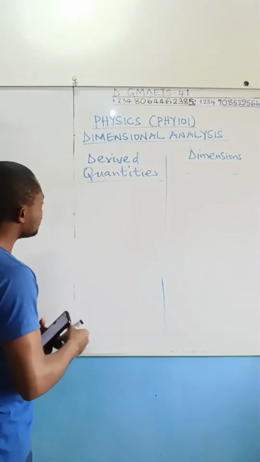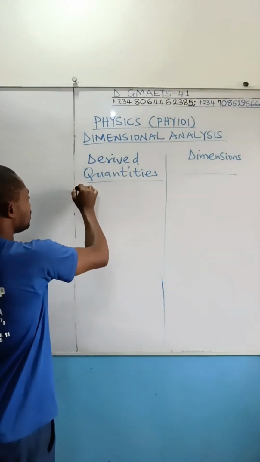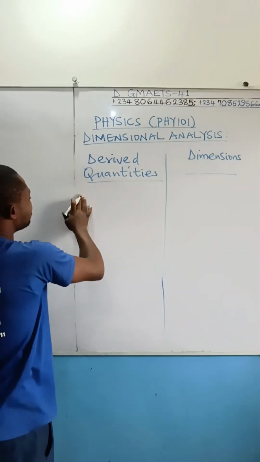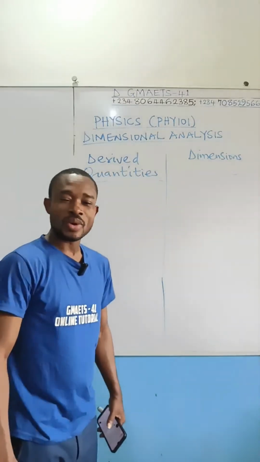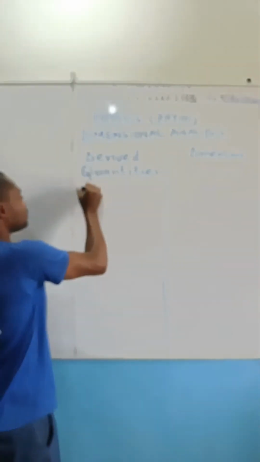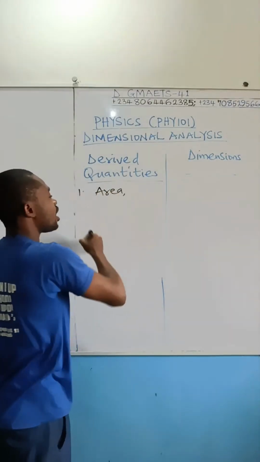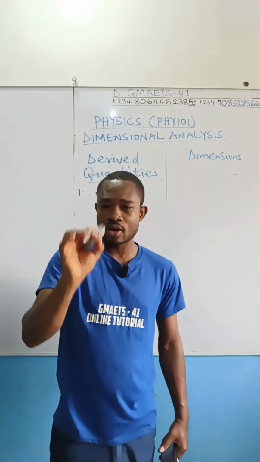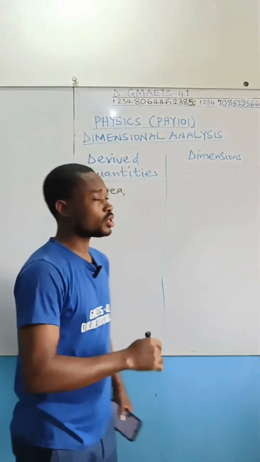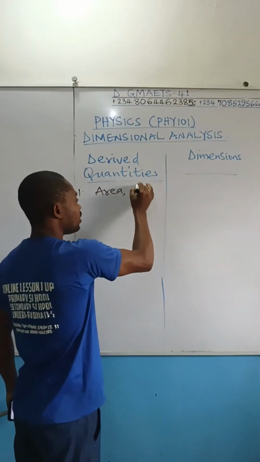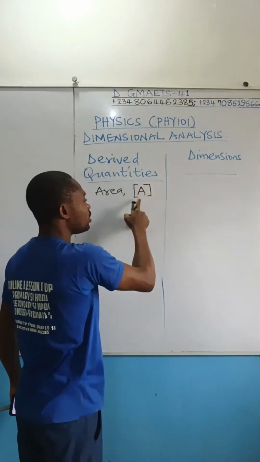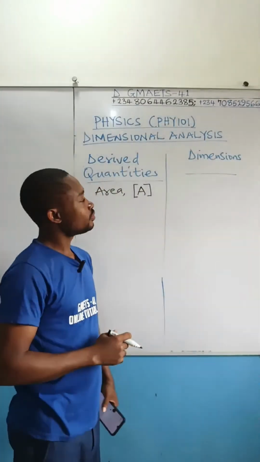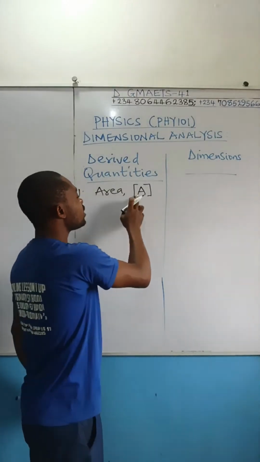Now let us move on. The first derived quantity I would like us to talk about is area. Let me just number them. Let's go to area. What is the dimension of area? Usually, for the dimension of a given quantity, we enclose that quantity in square brackets. Take note. So for area, we have A. Now, the dimension will be square bracket A. What is the dimension of area?